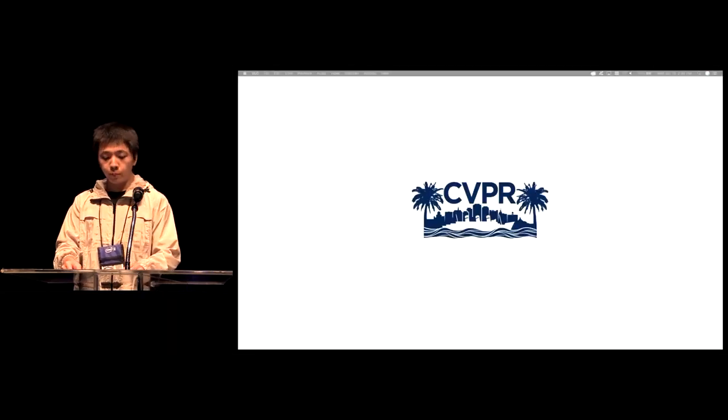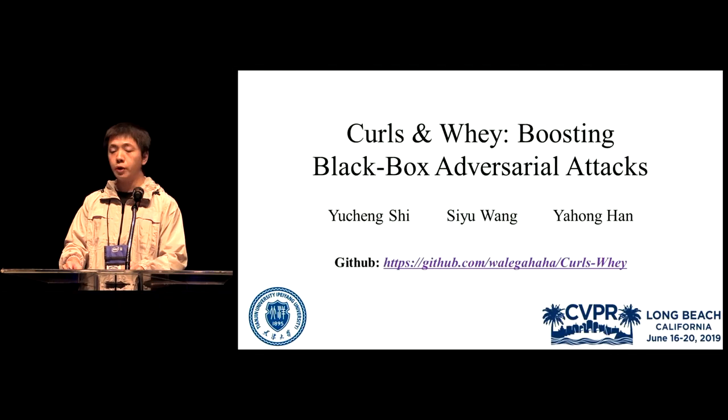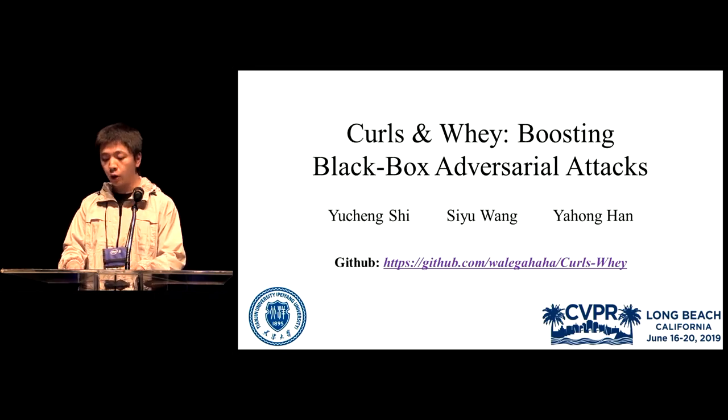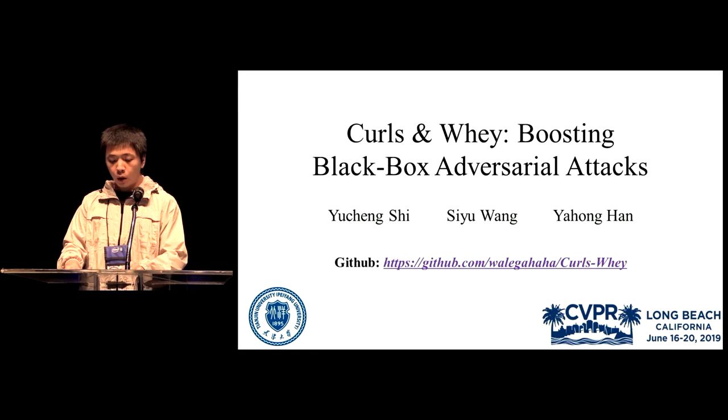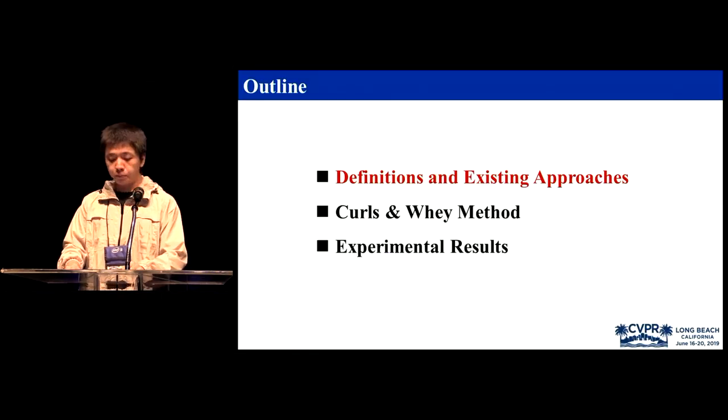Good afternoon. My name is Shi Yucheng, and I'm from Tianjin University, China. The title of our paper is Curse and Away, Boosting Black Box Adversarial Attacks. The GitHub page of our paper is below the site. I will introduce our work in three aspects. First is the definition of adversarial example and existing methods, then our curse and away attack, and finally, the experimental results.